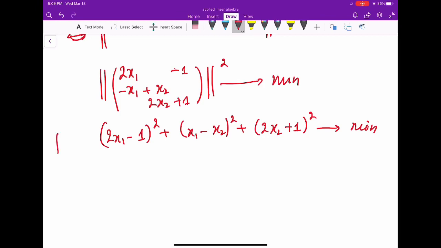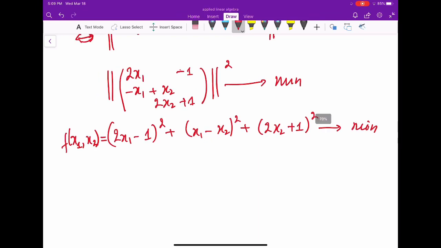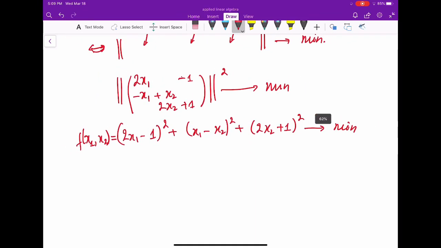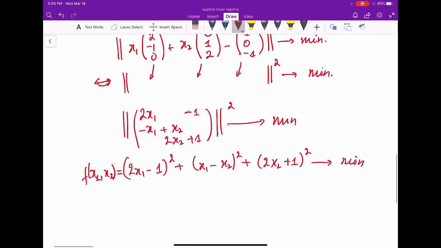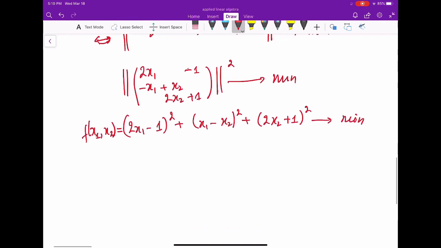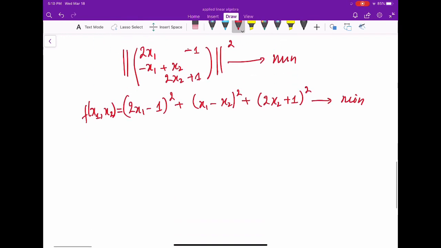So let's denote this function by f(x1, x2). Now let's find critical points of this function. In order to find critical points, we need to find partial derivatives. This function has two variables, x1 and x2.